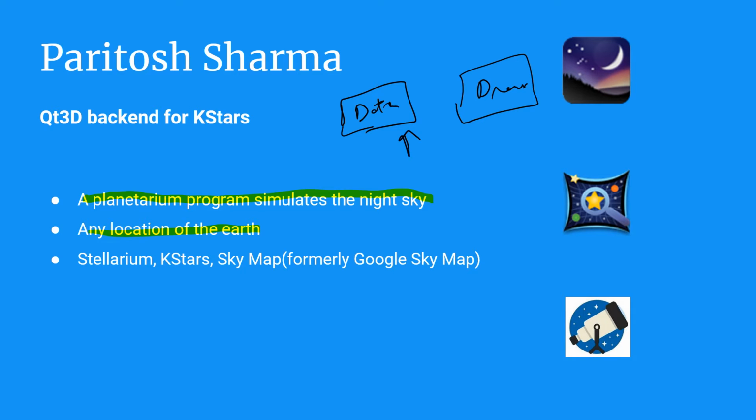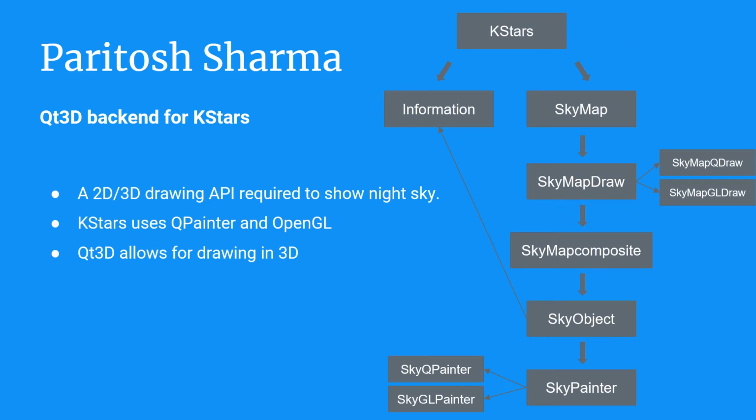Now, softwares like Stellarium are capable of drawing in 3D. However, other softwares like KStars currently only use a 2D based backend. For 2D, we have a popular backend known as QPainter, and there was also work on an OpenGL version. Right now, what we aim for in this project is to add a 3D backend, which will be based on a Qt3D based framework.